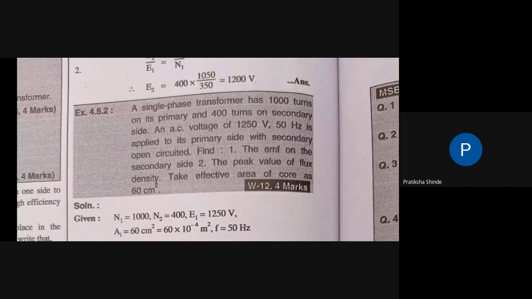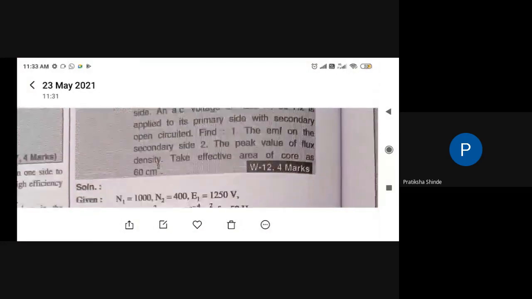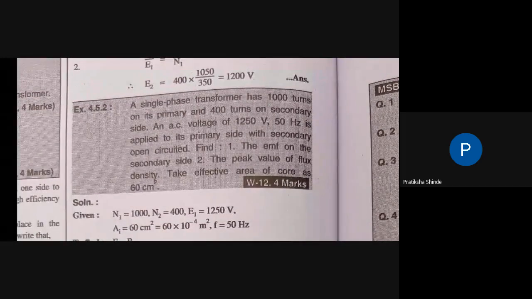Again, centimeter is converted into meter. Whenever we convert centimeter into meter, that will be 10 raised to minus 2, but here it is raised to 2, so 10 raised to minus 2 raised to power 2 is 10 raised to minus 4 meter square. That is your area. And frequency is 50 hertz. To calculate the EMF at secondary, what equation will you use?